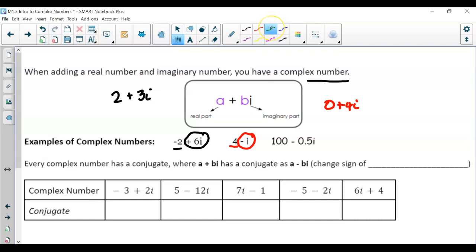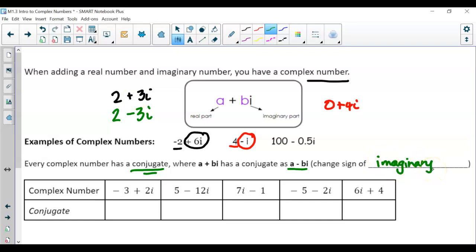We're going to also talk about today how every complex number has what is called a conjugate. So for example, a plus bi, like 2 plus 3i, has a conjugate of a minus bi, or in this case, 2 minus 3i. So notice, what did we change the sign of to get the conjugate?